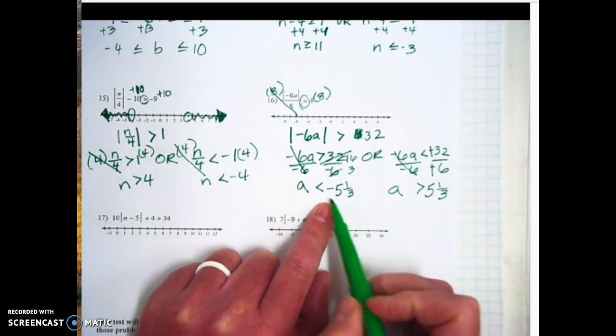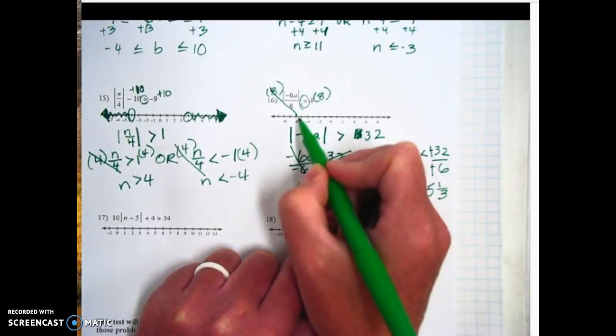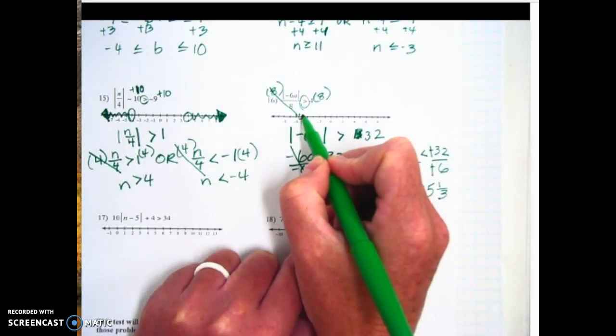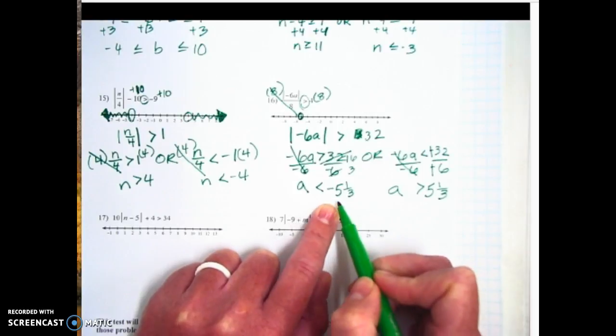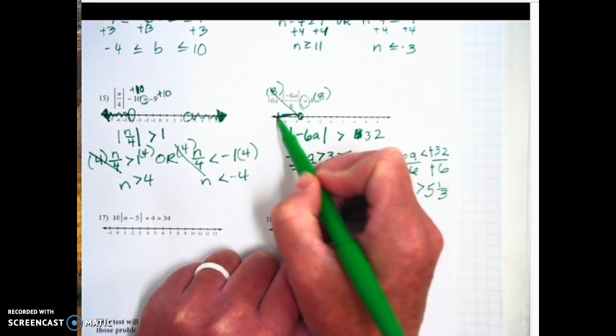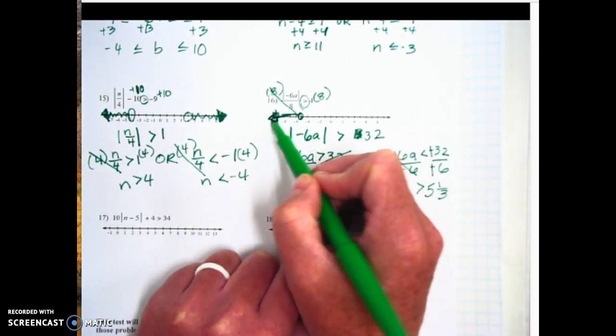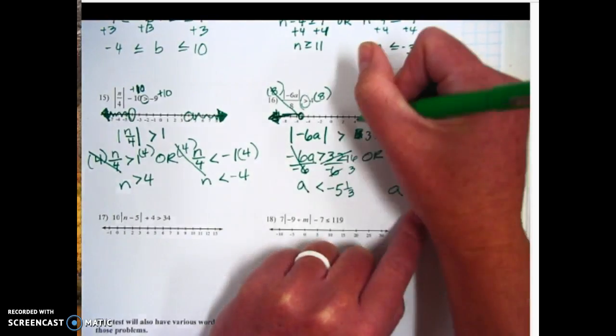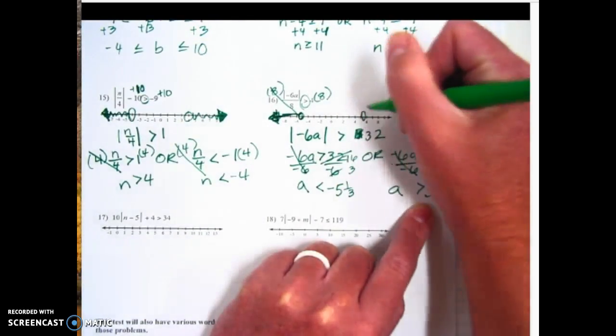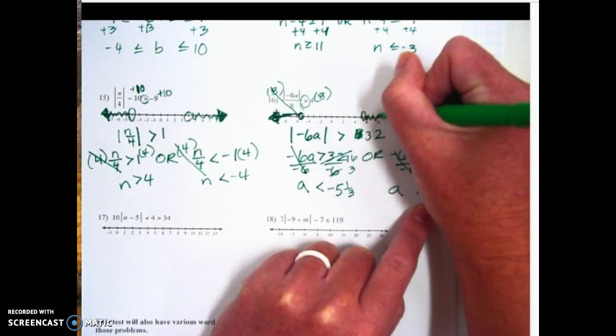All right, so when we go to graph it, at -5 1/3, so roughly right here, we have an open circle, less than, shaded to the left. And at +5 1/3, open circle, greater than, so shaded to the right.